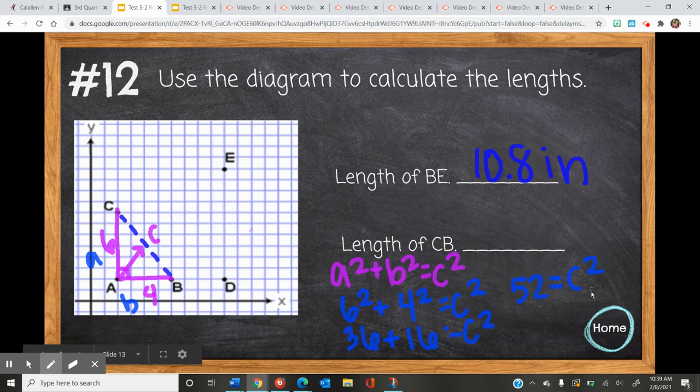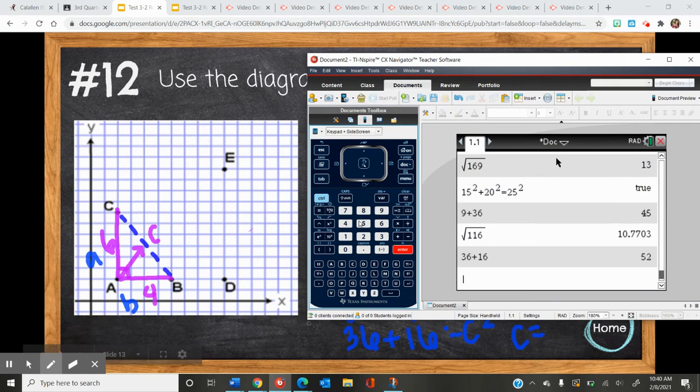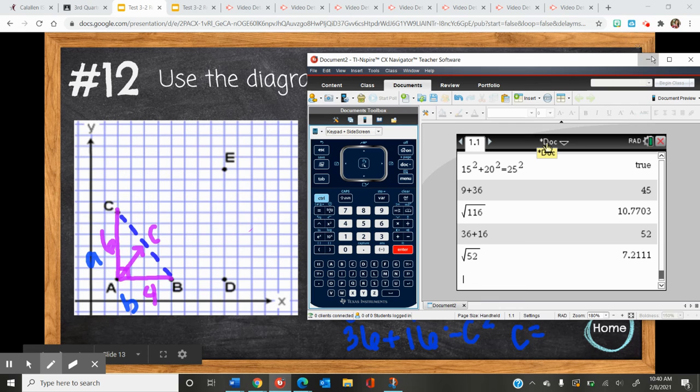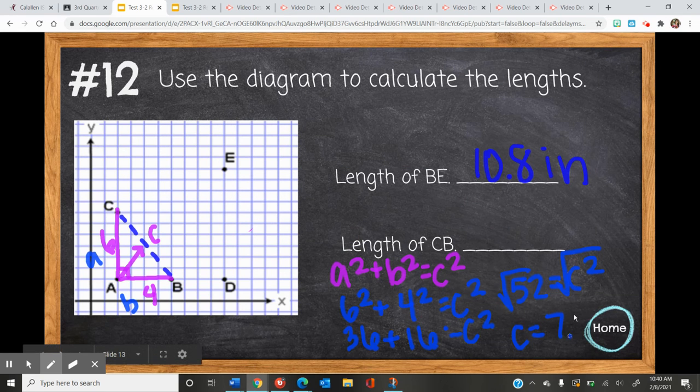equals c squared. Now right now c is being squared, so I want to take the inverse, and I'm going to take the square root on both sides. So whenever I do that, I get c equals, in my calculator, I'm going to put the square root of 52, and I get 7.2. So c equals 7.2. So the length of CB is 7.2 units. And this could have been inches as well.